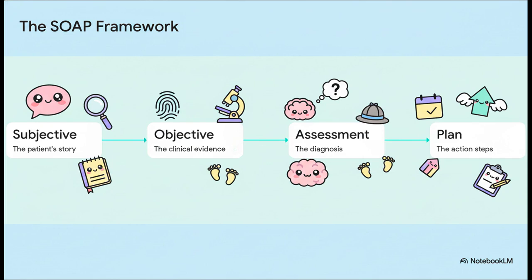Think of it like a detective's investigation. Seriously. The subjective part, that's the witness testimony. It's the patient's story in their own words. The objective part is the forensic evidence, all the stuff the clinician can see and measure. The assessment, that's the detective's theory of the case, the diagnosis. And the plan, well, that's the action plan. What are we going to do about it? Let's see how this whole thing gets built, step by step.